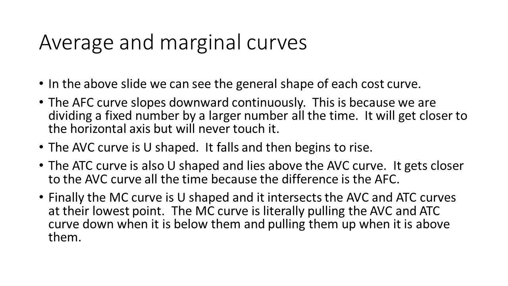Finally, the marginal cost curve is U-shaped and it intersects the average variable cost and average total cost curves at their lowest point. The marginal cost curve is literally pulling the average variable cost and average total cost curves down when it is below them and pulling them up when it is above them.